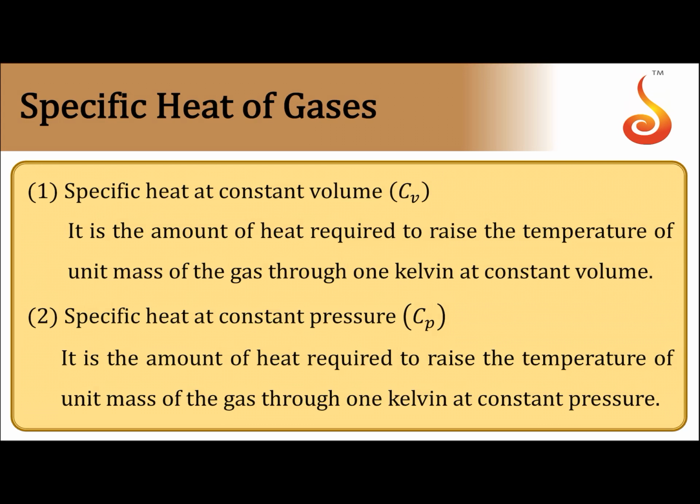Coming to specific heat of gases. Gases can be heated in different conditions, so you can define many specific heats for a gas. Out of so many specific heats, these two are important: specific heat at constant pressure and specific heat at constant volume. Specific heat at constant volume is the amount of heat required to raise the temperature of unit mass of gas through 1 Kelvin at constant volume. Similarly, the amount of heat required to raise the temperature of unit mass of gas through 1 Kelvin at constant pressure is called specific heat at constant pressure.